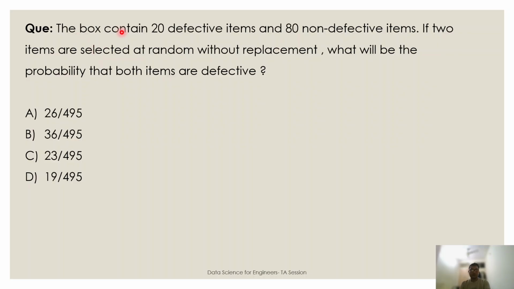So the box contains 20 defective items and 80 non-defective, meaning the total sample space is 100, because non-defective and defective combined become 100. If two items are selected at random without replacement, we select one and then another. What is the probability that both items are defective? Just take pen and paper, draw a tree diagram, and with the help of that you can get the answer very easily.